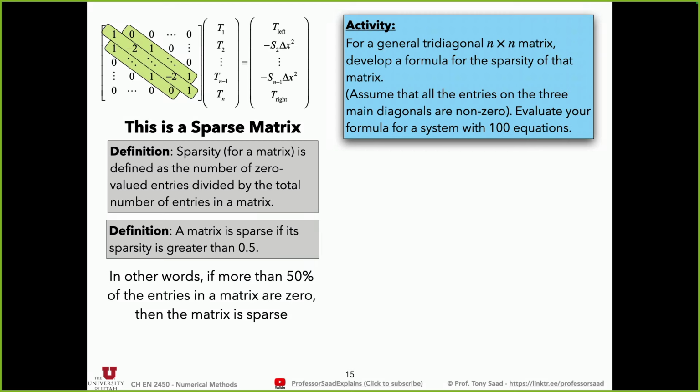So remember, the sparsity is the number of 0 entries divided by the number of total entries in the matrix. Here you know that the total number of entries is n squared. So how do you get the number of zeros? Do you know the number of non-zeros? We know that the 3 main diagonals are non-zero, so you can count those and figure out the number of zeros. Go ahead and try it. This will be on your exam.